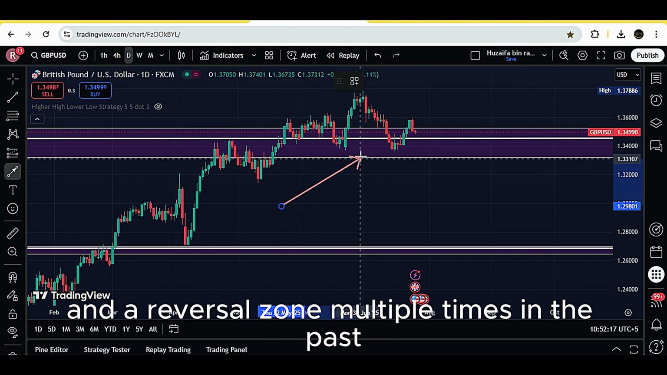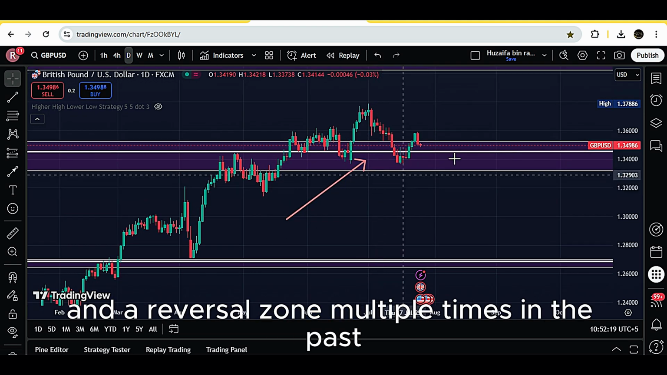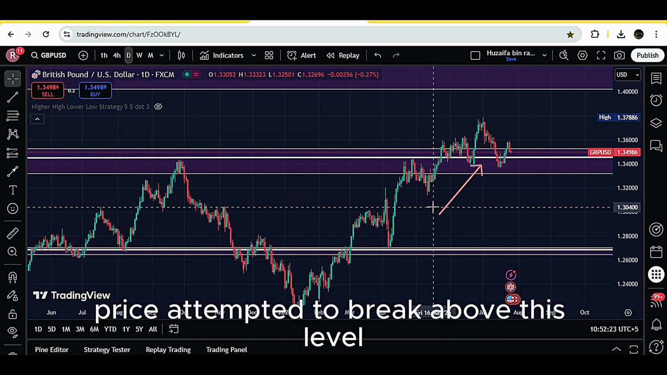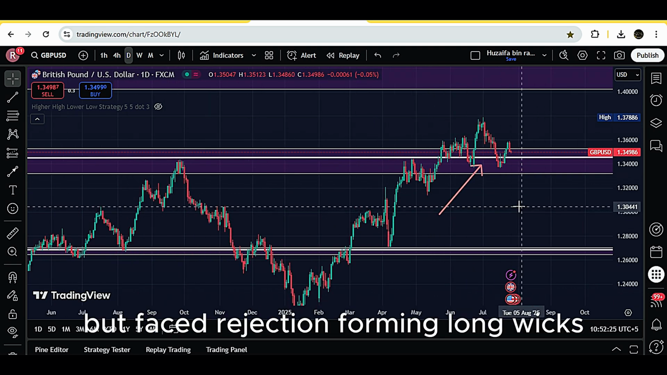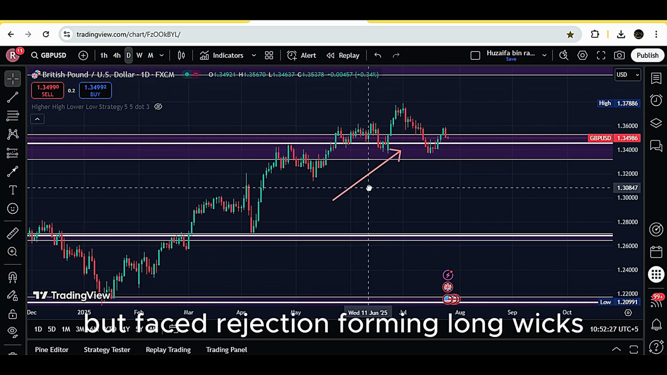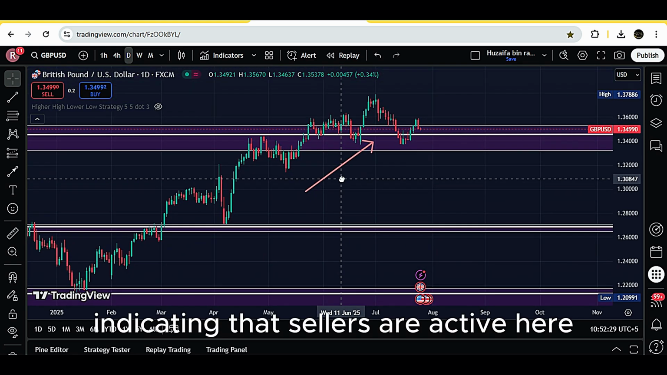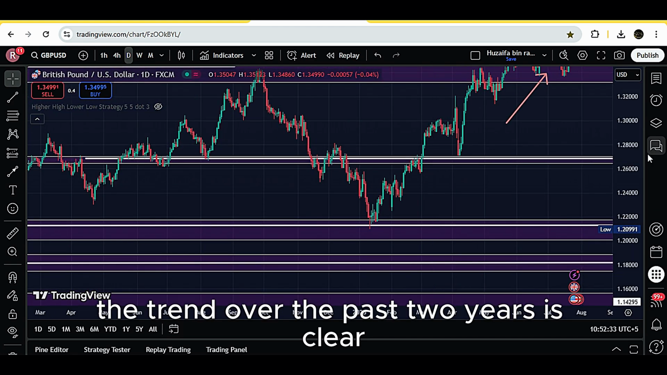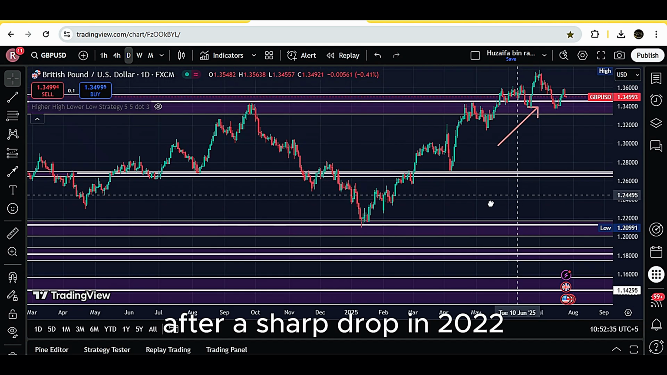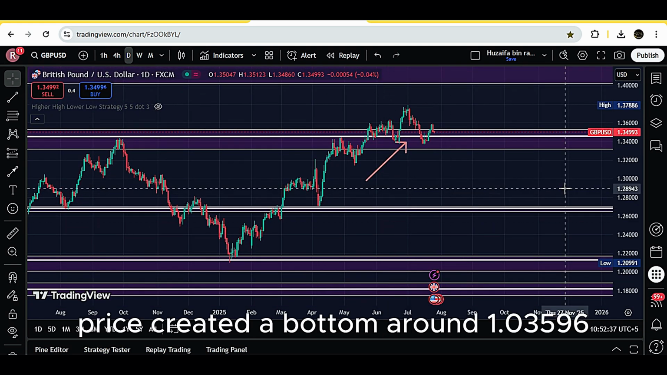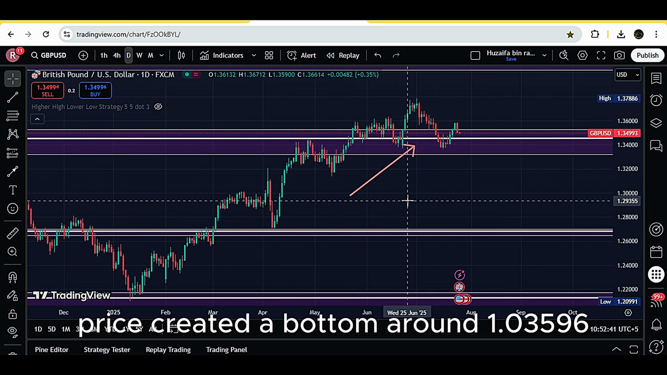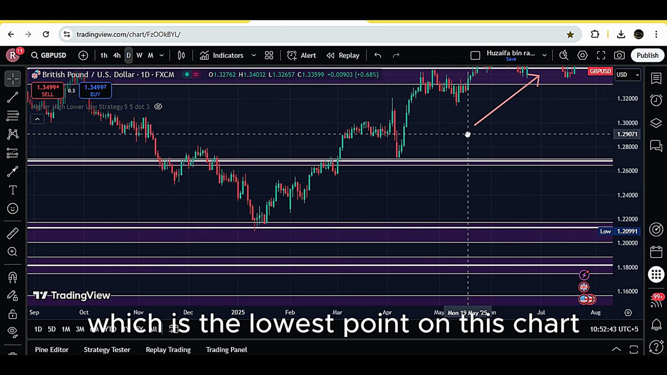resistance and a reversal zone multiple times in the past. Notice the recent candles. Price attempted to break above this level but faced rejection, forming long wicks, indicating that sellers are active here. The trend over the past 2 years is clear. After a sharp drop in 2022, price created a bottom around 1.03596, which is the lowest point on this chart.